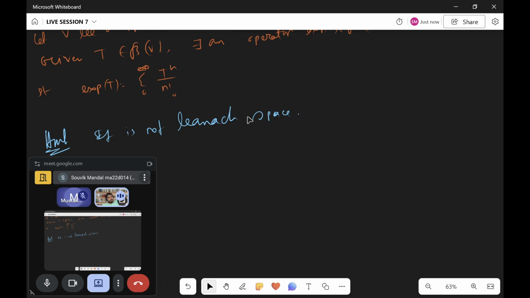So the exponential of T cannot be equal to the summation of T to the power n by factorial n. And that means what? You need to find T on some suitable space such that the summation of T to the power n by factorial n is not making sense, that is, this summation evaluated at some particular point is not making sense. Something like that you have to show. Okay, take your time, think about it. Let me know.